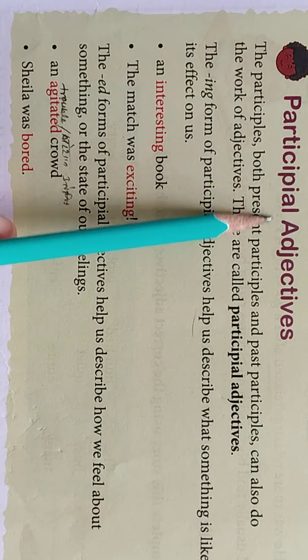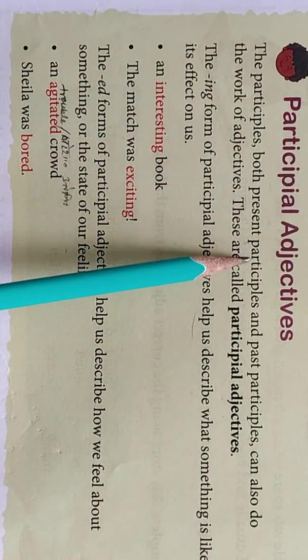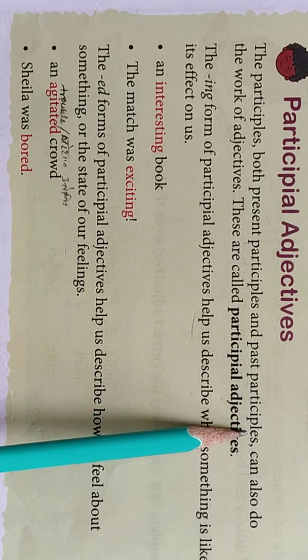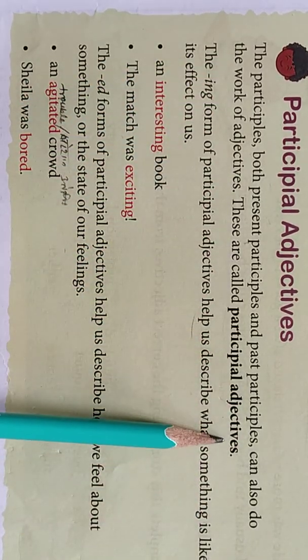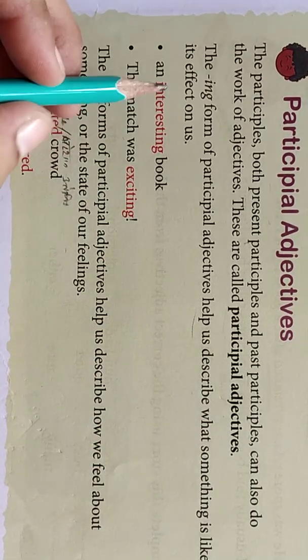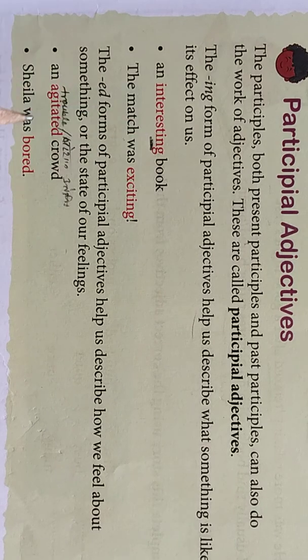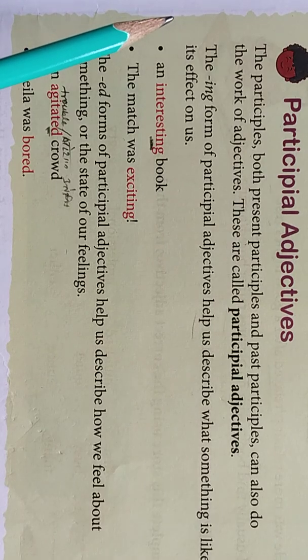The next topic is participial adjectives. The participles, both present participles and past participles, can also do the work of adjectives. These are called participial adjectives. Present participles means this one, past participle means this one, the second form of the verb. Both can do the work of adjectives.